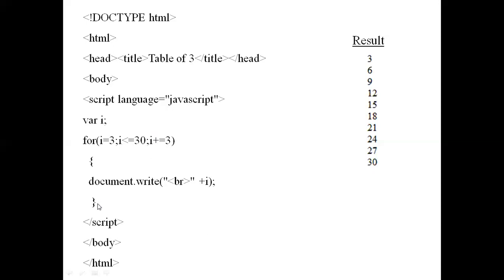Okay, in the bracket you display the variable I here with a plus sign. So here it will be for I 3. 3 is displayed. Okay, I is less than or equal to 30. 3 is less than 30. Yes. Okay, so it will be incremented by 3. 3 plus 3, 6. 6 will be displayed. Now I is 6. 6 is less than 30. Yes. Okay. So the next number is incremented.